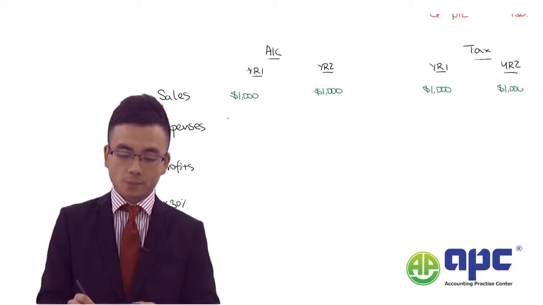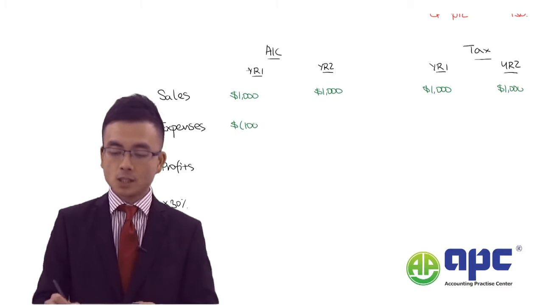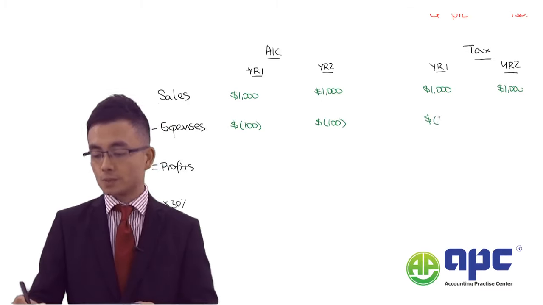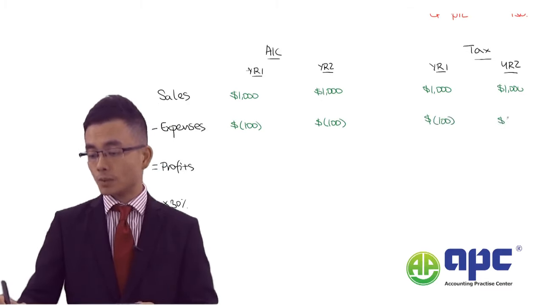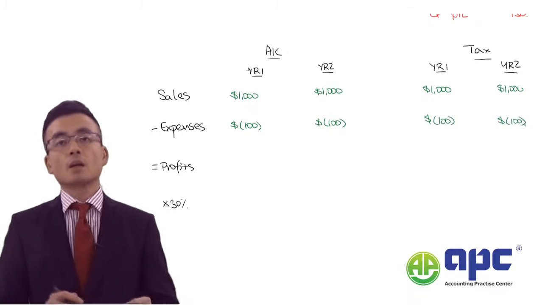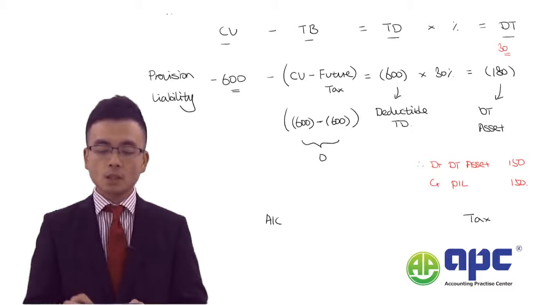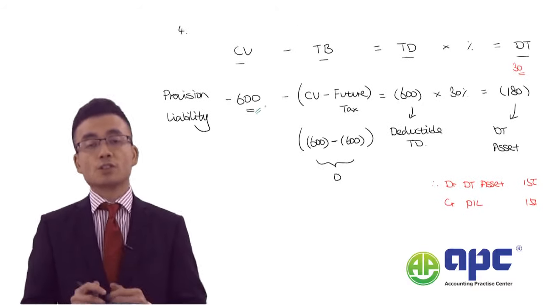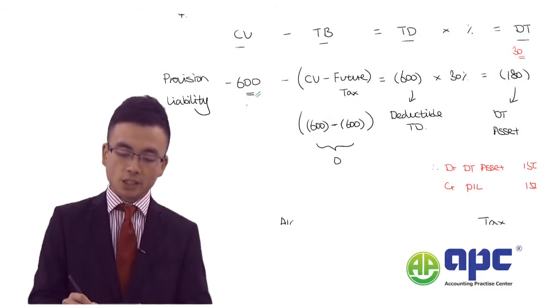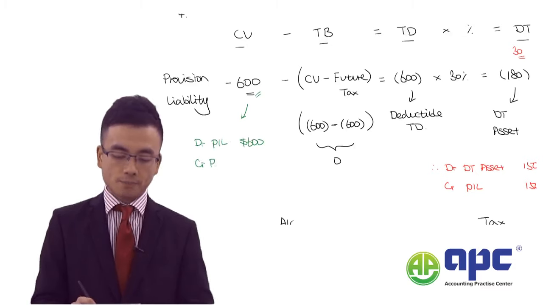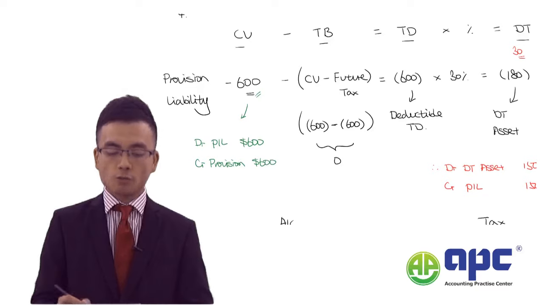And also we've got the basic expense worth of $100 at both sides in the year one as well as in the year two. And let's see the timing or the temporary difference here. So it's worth $600 in accounting, because for the accounting in the year number one, we debit the expense or P&L worth of $600, and we credit provision liability in the year number one by $600 already.